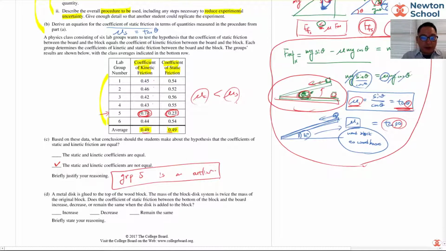Because of that, mu s. So if you take this away, this looks like 0.445 around that range, and this one is like 0.554 range. So mu s is actually bigger. So if group 5 is an outlier, and you take them away, mu s will be bigger.